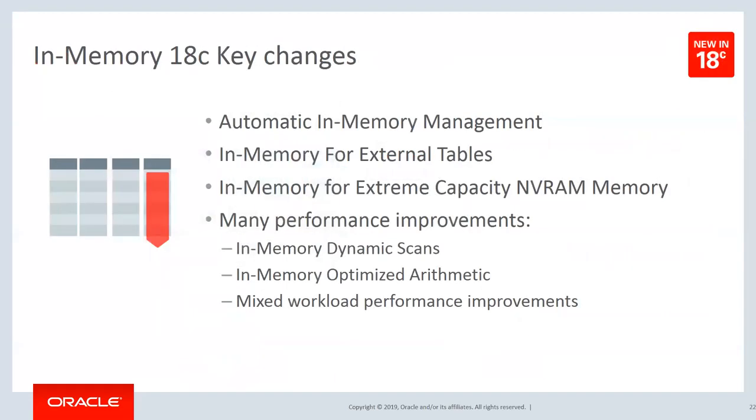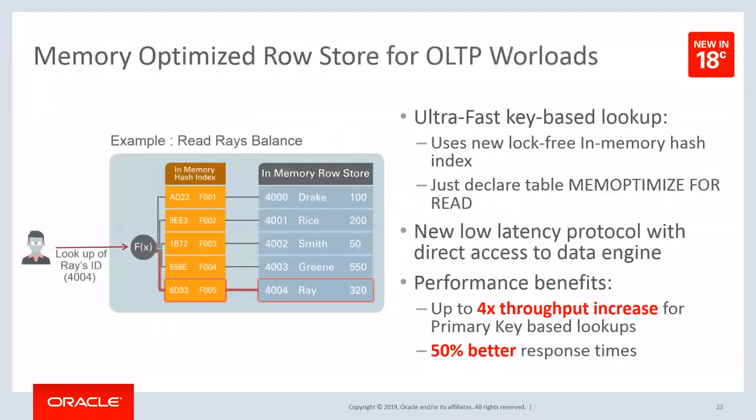So what's new? Key changes. We have automatic in-memory management. We can do in-memory for external tables. So if you have any external tables that you want to analyze, but you don't want to store them as relational tables inside your Oracle database, you can just read them inside your Oracle database and execute them. If NVRAM memory is available, it will be enabled for in-memory as well. And there are a lot of performance improvements in 18C.